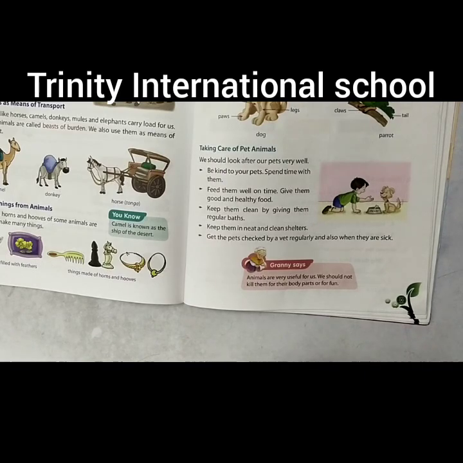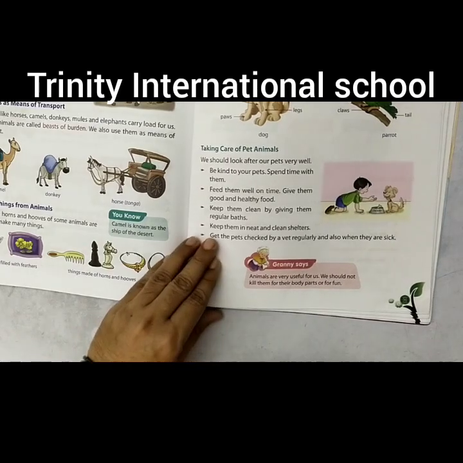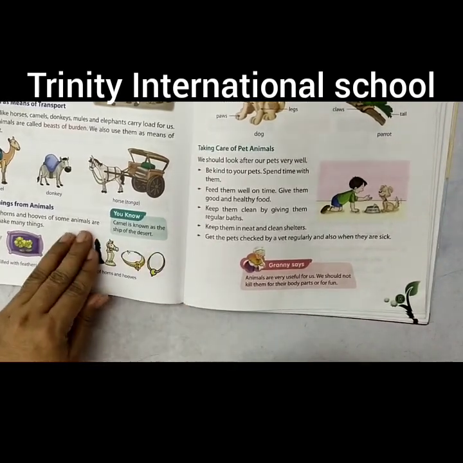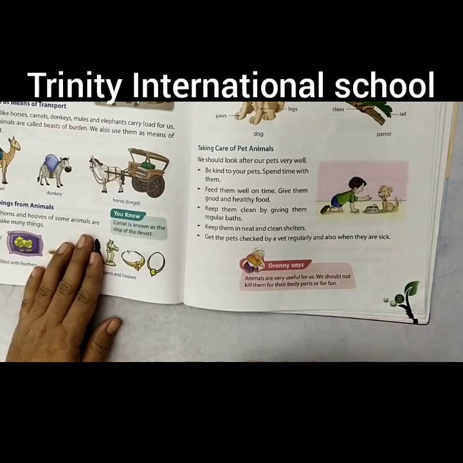If pets are happy, you can play with them, you can also be happy. So you have learned in this chapter about the domestic animals, why we are keeping the domestic animals, as well as your pet animals, why we are keeping pet animals, as well as how to take care of your pet animals. With this we have completed the explanation of this chapter. Now we will move to the exercises.